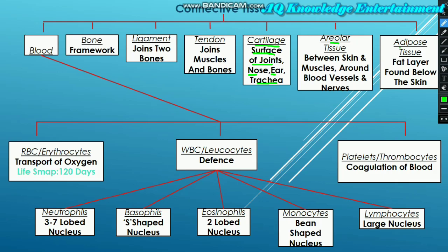Okay, now the last type of connective tissue, that is the adipose tissue. Now what does this adipose actually do? The cells of the adipose tissue are filled with fat globules. Storage of fat also lets it act as an insulator. So what does this adipose basically do? It basically stores fat under or below the skin.